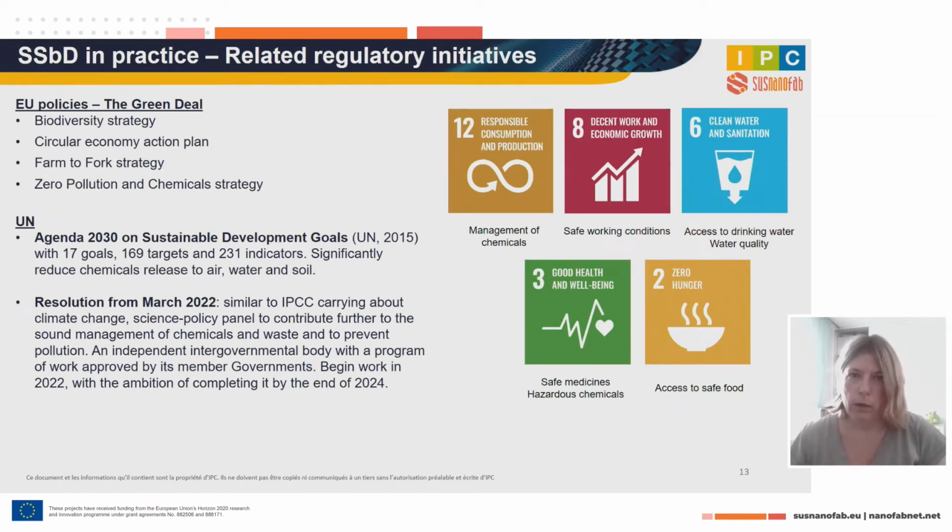SSBD is associated with several regulatory initiatives. One is the EU policies covered by the Green Deal. So it concerns all regulation related to biodiversity, circular economy, farm to fork, and the zero pollution chemical strategy. So several regulations make sense to come up with SSBD.